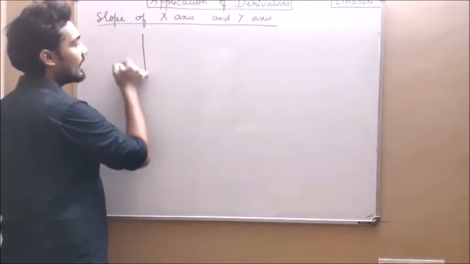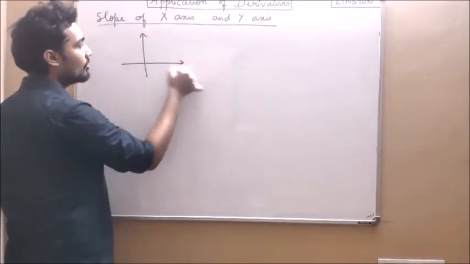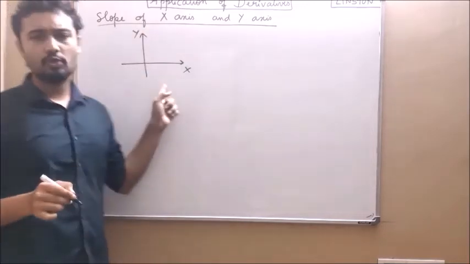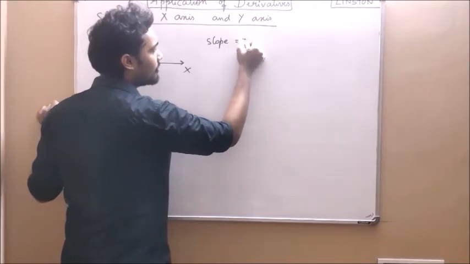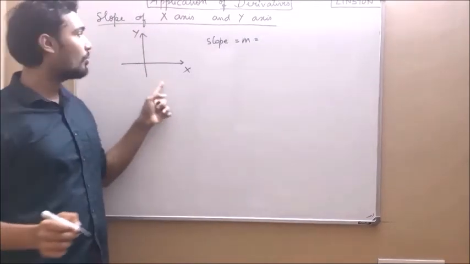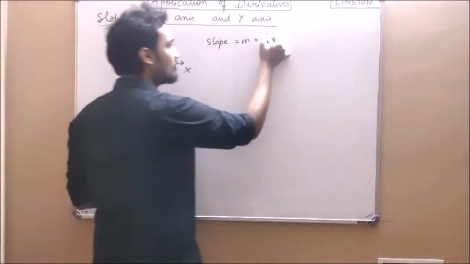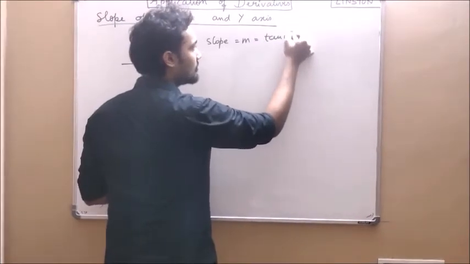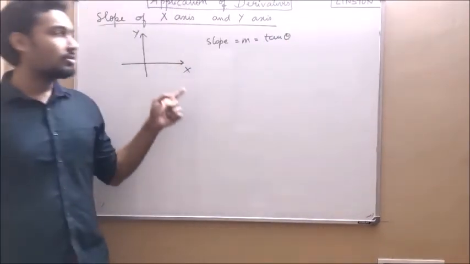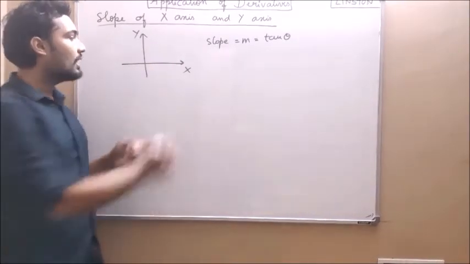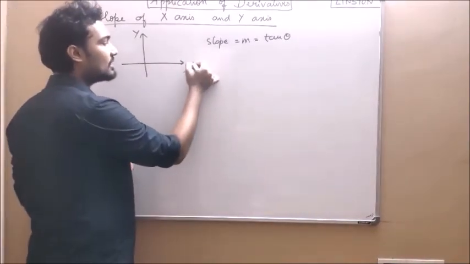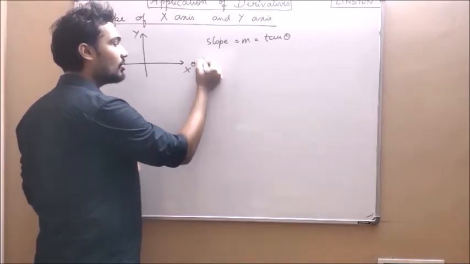So if you take the x-axis and the y-axis, what is slope? Slope is nothing but m. What is slope m? Slope m is nothing but tan theta, which you have learned in the straight lines chapter. So here for the x-axis, what is the angle theta? Theta is nothing but 0 degrees.